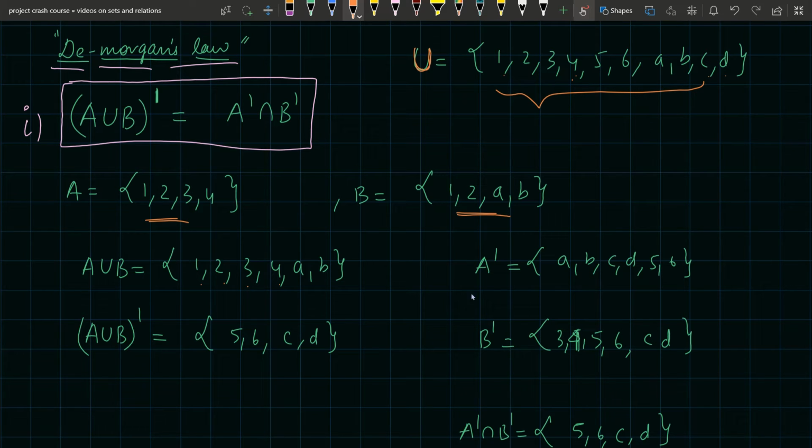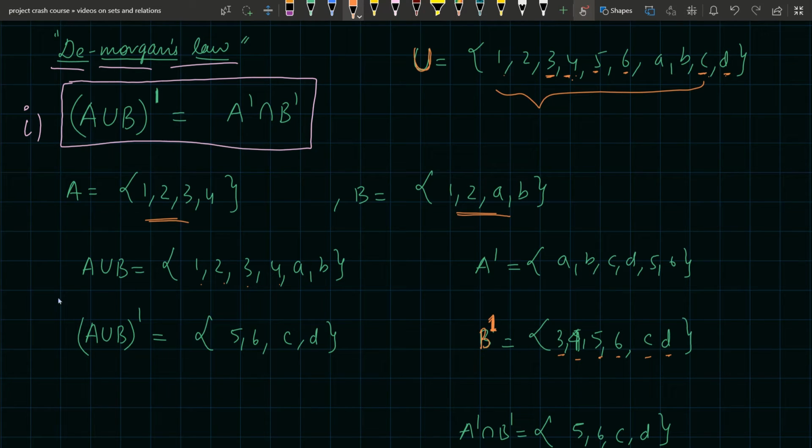Okay. What is B complement? Every element other than those in B, right? In B we have 1, 2, A, B. So we leave those out, and other than that we have B complement. What is B complement then? We can clearly see 3, 4, 5, 6 and then we have C and D. This way I write every set. Complement means every element in the universal set other than those which are in B.